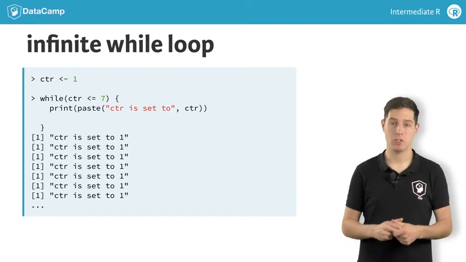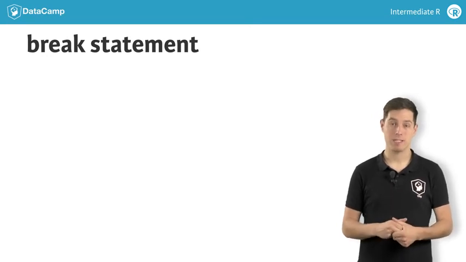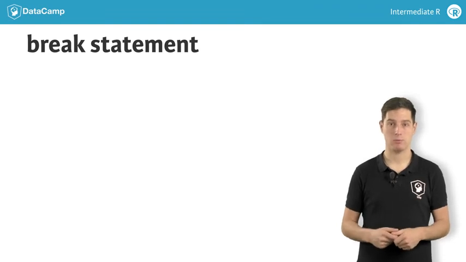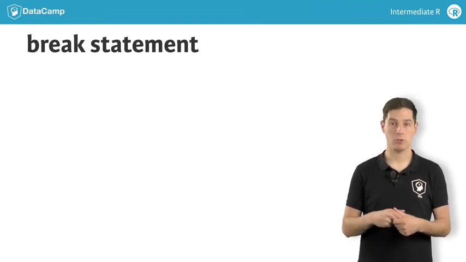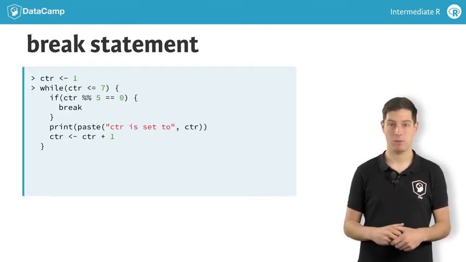There's one more thing I want to discuss before you get started with the exercises. The break statement. The break statement simply breaks out of the while loop. When R finds it, it abandons the currently active while loop. Suppose we want R to stop our while loop from before as soon as the value of ctr is divisible by 5. We can do this with a break statement.